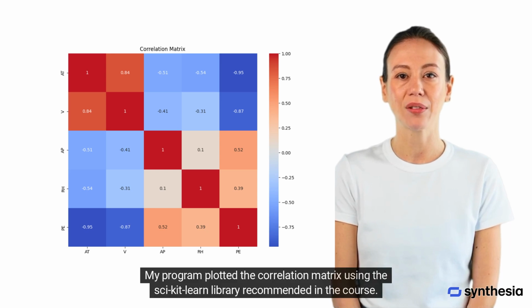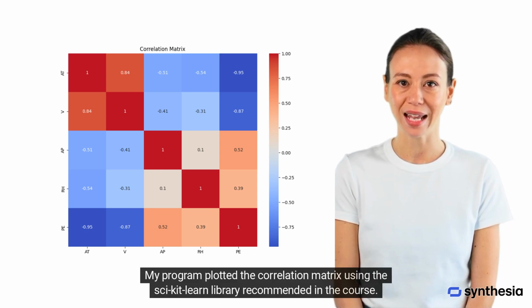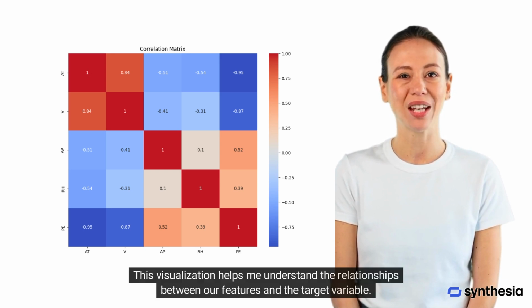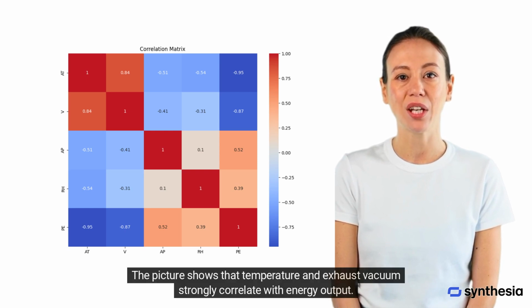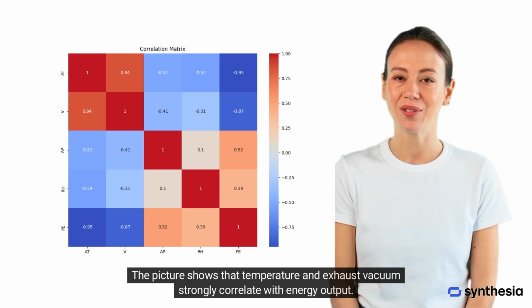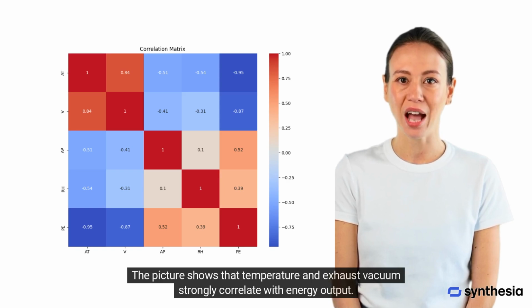My program plotted the correlation matrix using the scikit-learn library recommended in the course. This visualization helps me understand the relationships between our features and the target variable, just as we saw in the course. The picture shows that temperature and exhaust vacuum strongly correlate with energy output.